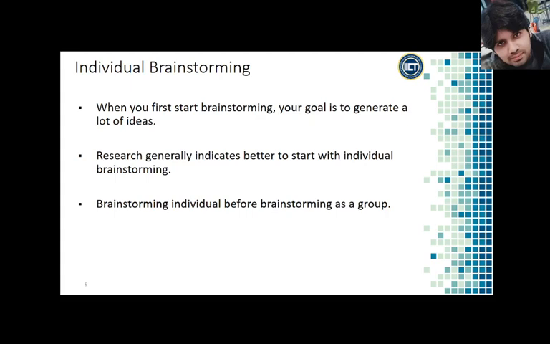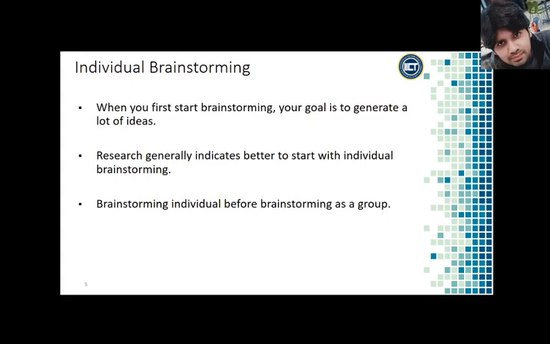If you look online, you will find lots of great guides to how to brainstorm ideas. One of the most interesting takeaways is that research generally indicates it's better to start with individual brainstorming. That's not intuitive though. We often hold meetings for brainstorming, but it should start out individually. That's because brainstorming is most effective when it initially generates a lot of ideas. But groups tend to coalesce around ideas pretty early. Now, brainstorming individually before brainstorming as a group is a good idea to start.